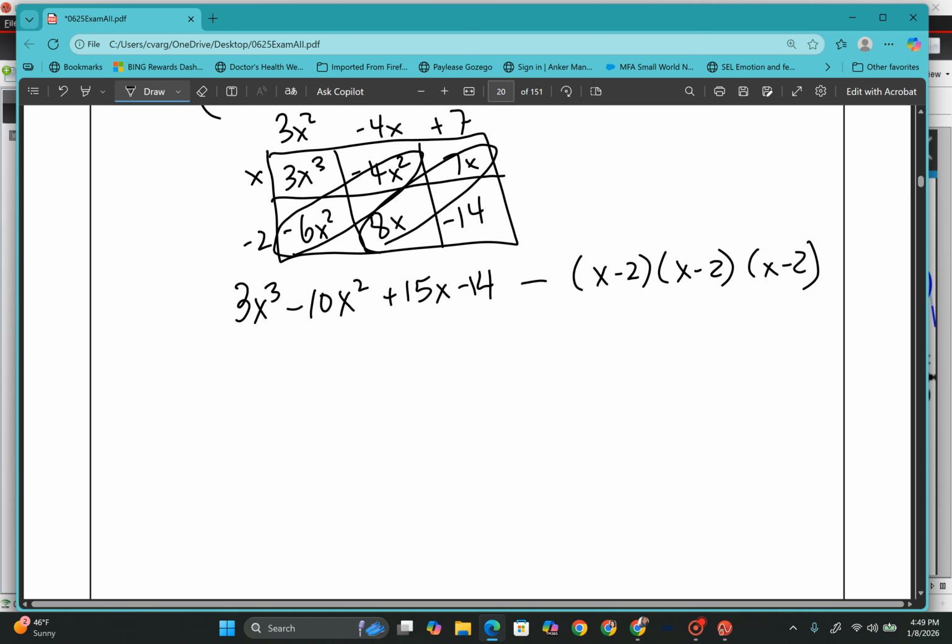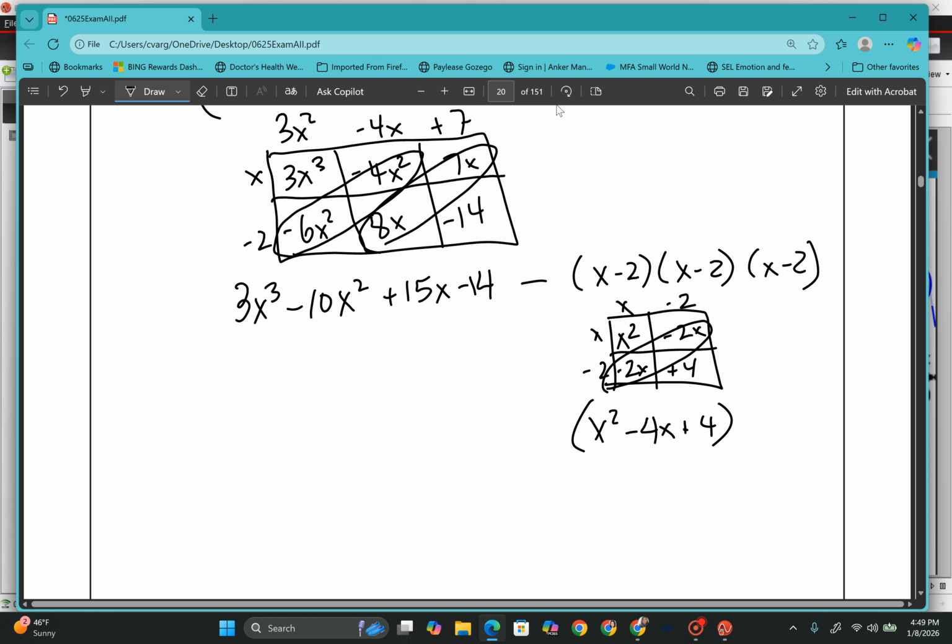Cool. So let's do it, okay? x minus 2 times x minus 2. That's going to give us x squared minus 2x plus 4. So that's going to give us x squared minus 4x plus 4, right? Combine these babies. And then from that, we're going to multiply by x minus 2.